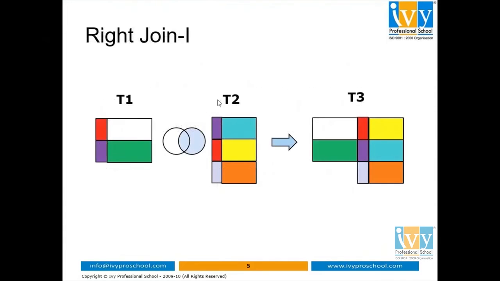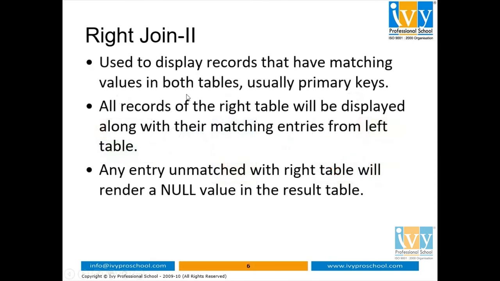This is the concept of right join shown using colorful tables. Like the previous one, in this case the entries in the right table will be shown first and their matching entries will be displayed, and the unmatched ones will get a null value. Similarly, right join is used to display records that have matching values in both tables, usually primary keys. All records of the right table will be displayed along with the matching entries from the left table, and any entry unmatched with the right table will render a null value in the result table, which is the exact opposite of left join.